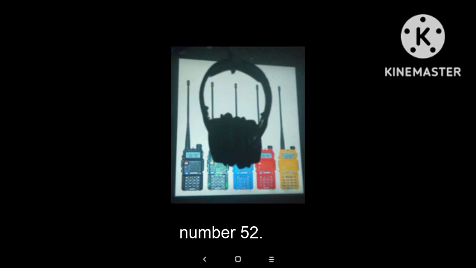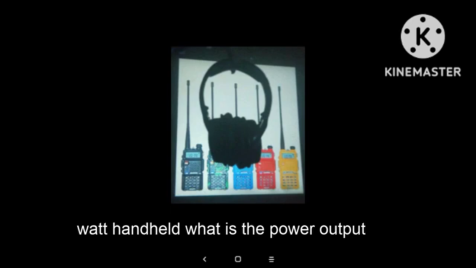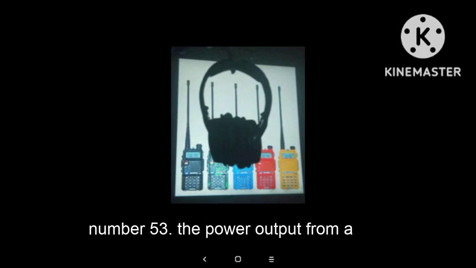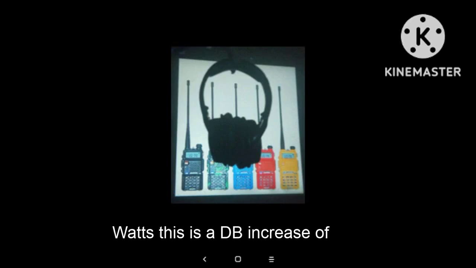Number 52. You add 9 dB gain amplifier to your 2 watt handheld. What is the power output of the combination? 16 watts. Number 53. The power output from a transmitter increases from 1 watt to 2 watts. This is a dB increase of 3.